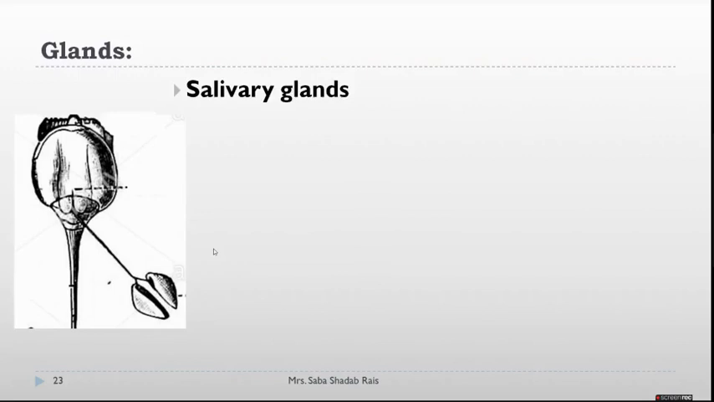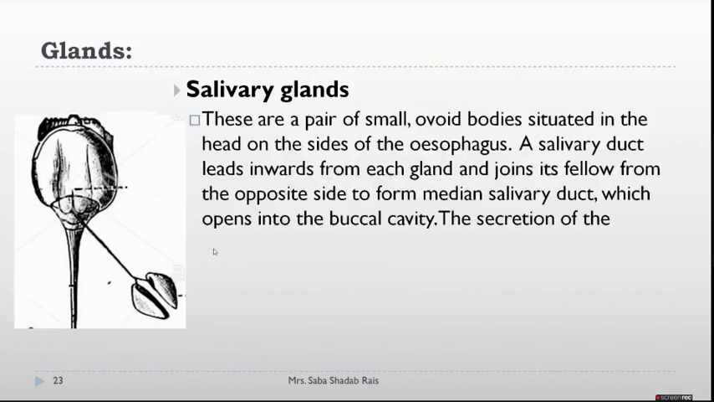In the same way, the salivary gland is very important in the case of the sepia also. So let us discuss the role of the salivary gland. You can see the salivary gland. Now this is attached, but I have taken the diagram in which it is detached for your better understanding. You can see the salivary gland is a pair. It is an ovoid body situated in the head region on the side of the esophagus.